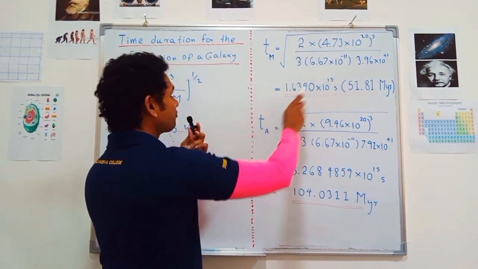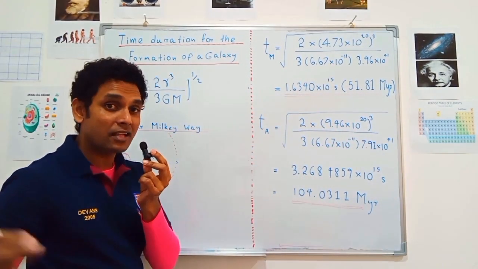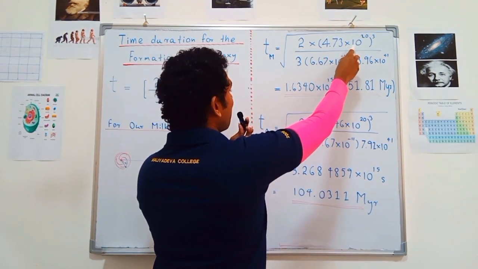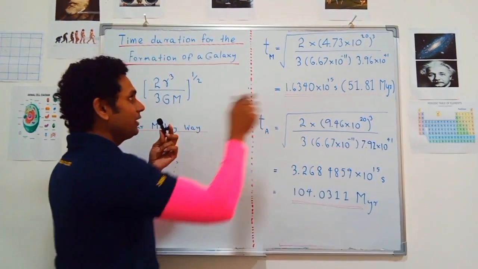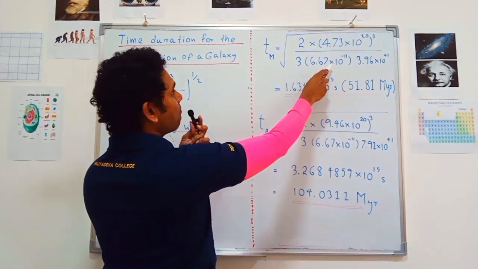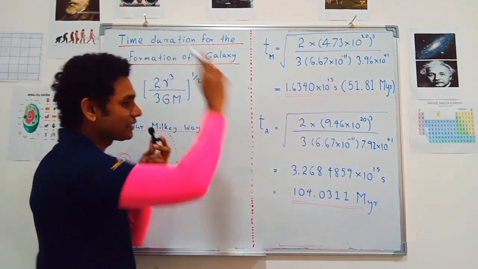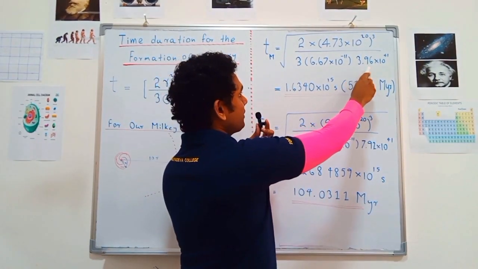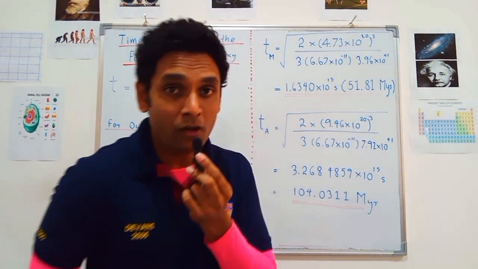Now r, the range from which the materials or stars are getting collected, is 4.73 multiplied by 10 to the power 20 meters, to the power of 3, divided by 3, G is the gravitational constant, 6.67 multiplied by 10 to the power minus 11, and the approximate mass of the Milky Way is 3.96 multiplied by 10 to the power 41 kilograms.